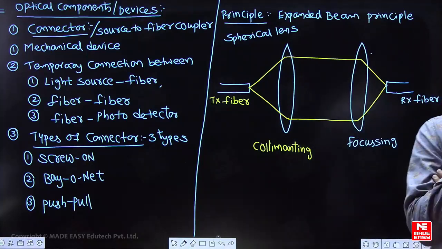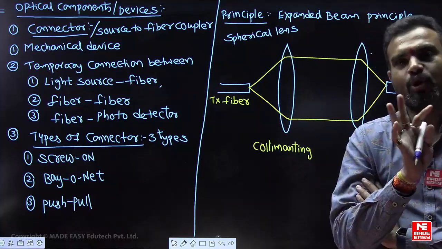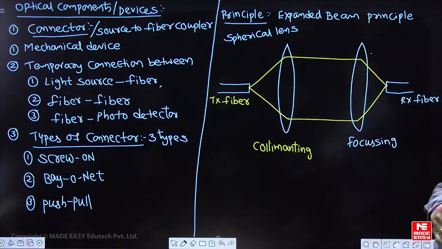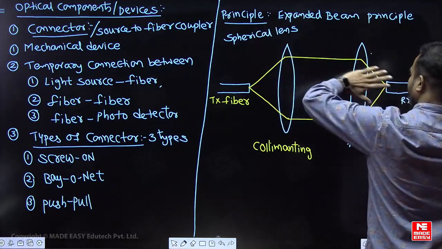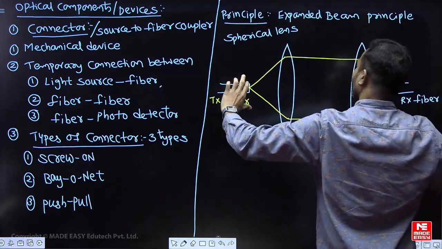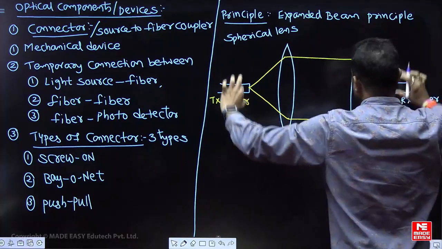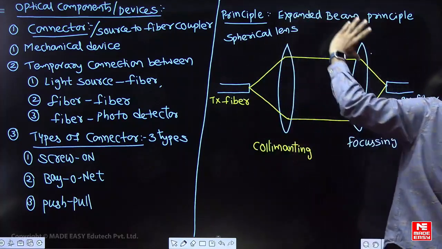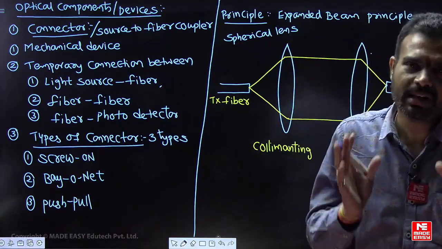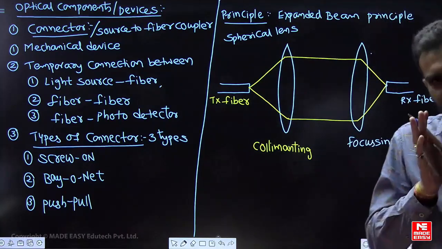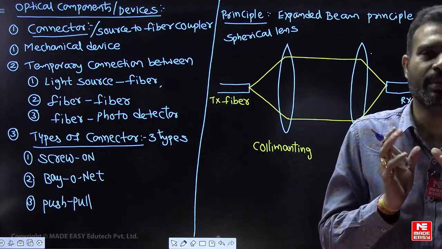By using the expanded beam principle, the impact of misalignment losses is not present. The reason is, even though you have a gap between the fibers, no problem, your beam is expanded and focused. Even if the angle is different, no problem, the beam is expanded and then focused. Lateral displacement, they are not on the same axis also, no problem, your beam is expanded and focused on that one. That is why, to avoid the coupling losses of misalignment in the optical components, we use the principle called the expanded beam principle.